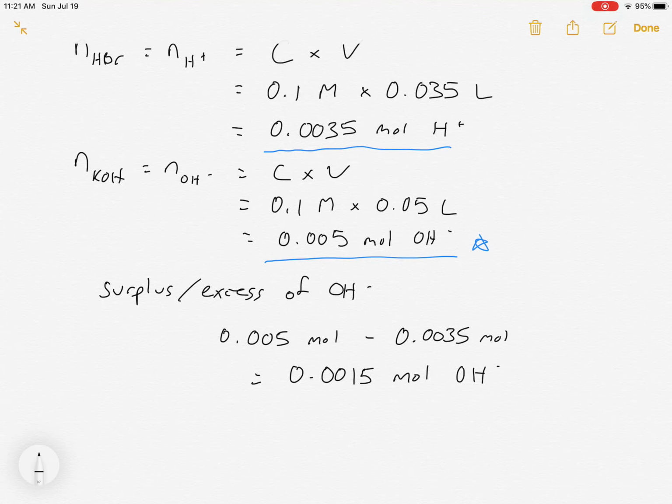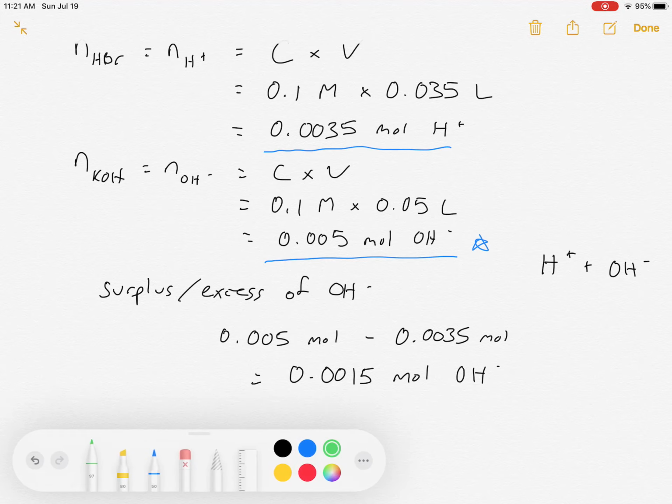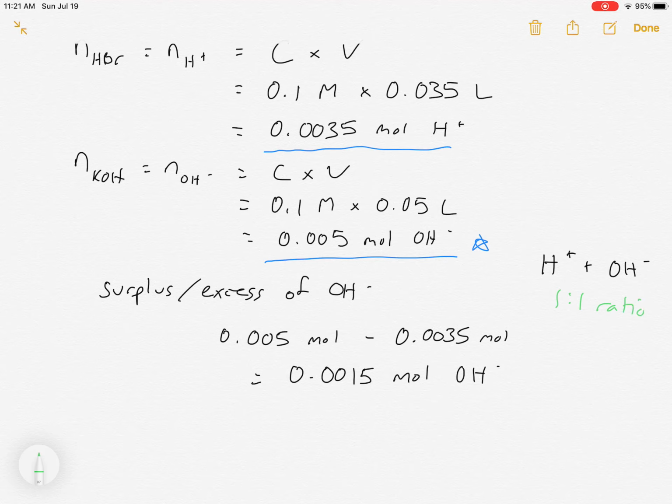And I can do this, right? I can simply find the difference between the two numbers, because no matter what, hydrogen ion and hydroxide ion always react with each other in a 1-to-1 ratio. It takes one hydrogen ion and one hydroxide ion to form a water. So that's why I know that 0.035 moles of H plus can neutralize 0.035 moles of hydroxide. That's why we could do this step and why conceptually it works.